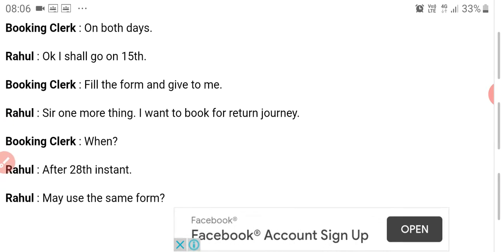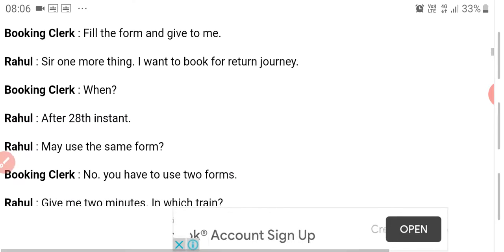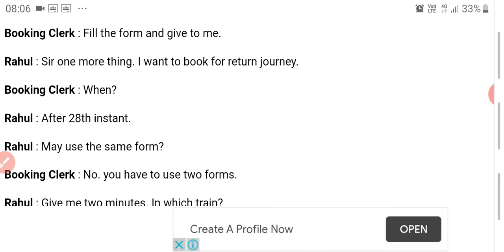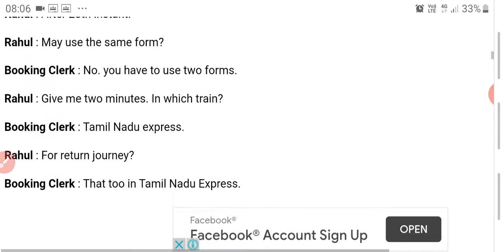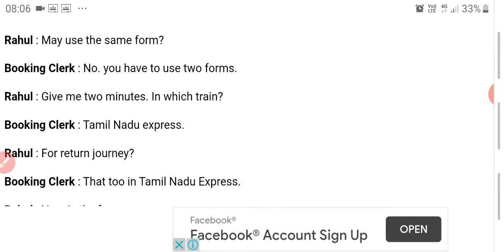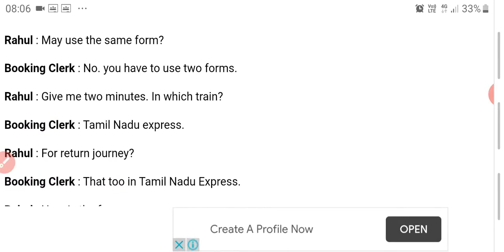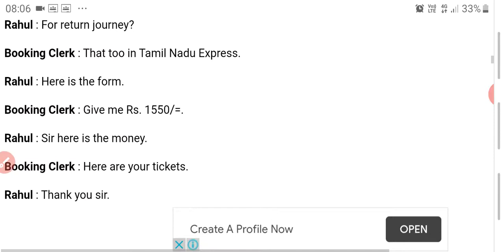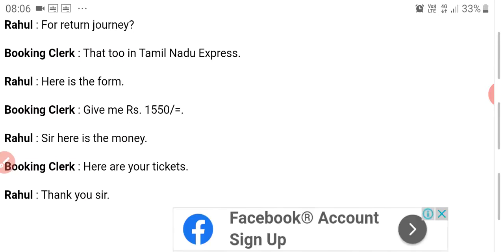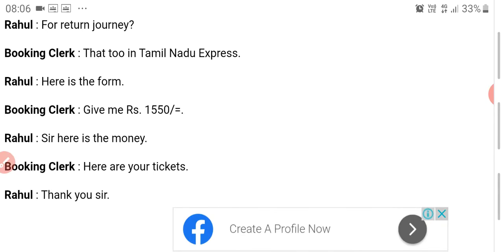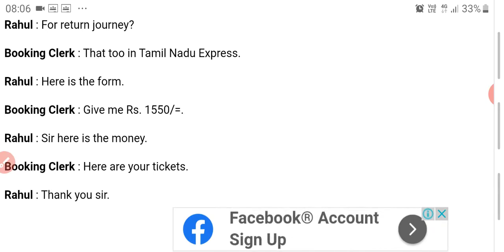So one more thing. I want to book for return journey. When? After 28th instant. May I use the same form? No, you have to use two forms. Give me 2 minutes. In which train? Tamil Nadu Express. For return journey? Also in Tamil Nadu Express. Here is the form. Give me rupees 1,550. So here is the money. Here are your tickets. Thank you, sir.